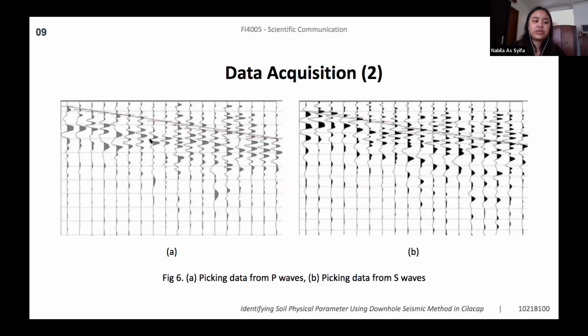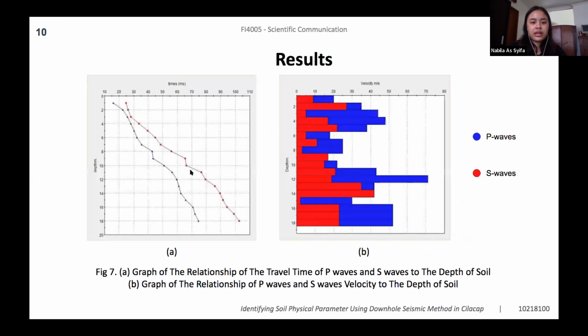We do this to determine the parameters of travel time and velocity, density, Poisson's ratio value, and shear, Young, and bulk modulus from each layer, which were represented into graphs. So here are these graphs.